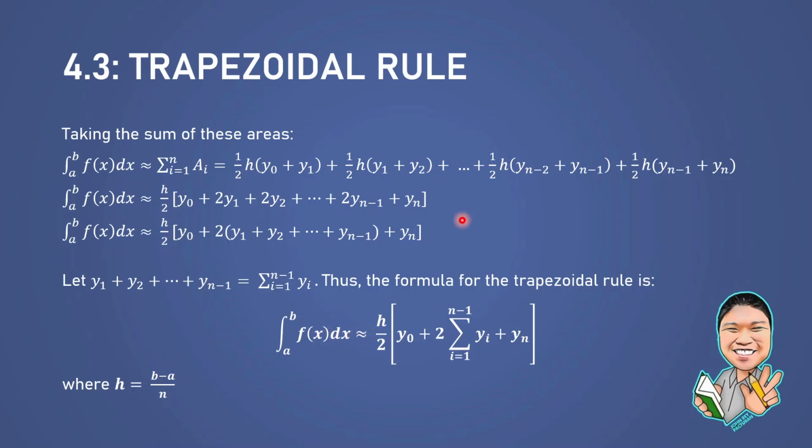Where yung h natin is yung b minus a all over n. Okay? So yung b is the upper limit of the integral and a is the lower limit of the integral. Yung n is any division na gusto mo. Halimbawa, kung susundin mo yung figure natin kanina, yung n doon ay 6 kasi 6 na trapezoid. Pero kung gusto mong mas accurate ang sagot, the rule is mas malaki ang n.